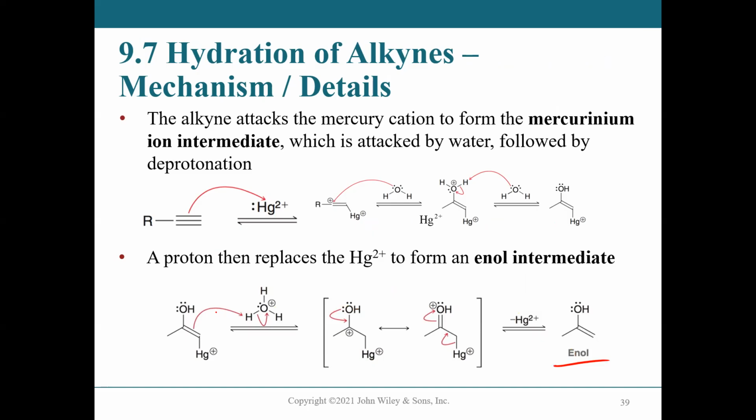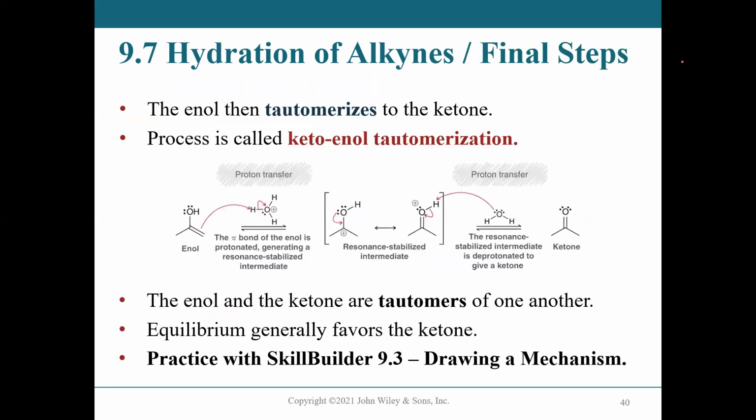It shows the mechanism, how it's going to go ahead and do that. This alkene takes its proton from this H3O+. This is going to come here. The mercury is going to go away. And we have our enol. So the enol tautomerizes to the ketone, the process called a keto-enol tautomerization.